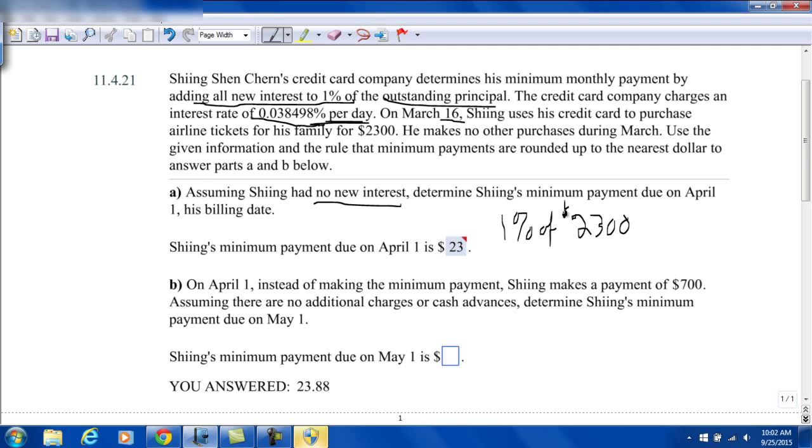$2,300 is the question. That's 0.01 times 2,300, and that's going to be $23, and that's where that number comes from. It does say round to the nearest dollar. Well, 23 is 23. You don't have to round on that one.